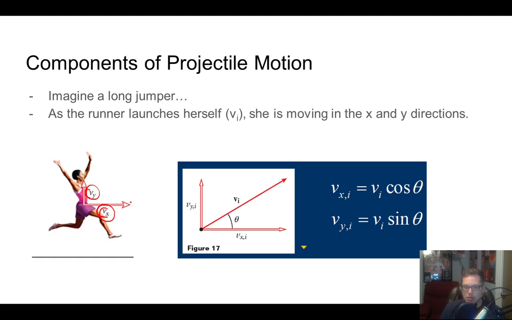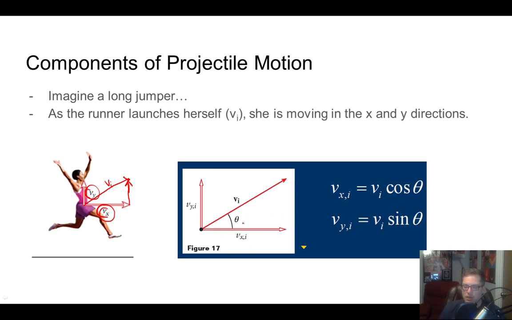So overall, when we combine these things, remember to add vectors, we go tip to tail. So here's our tail and tip, and we can move our v sub y out here. And then our resultant vector goes from there to there. So this would be our v initial, or our overall vector, our resultant.